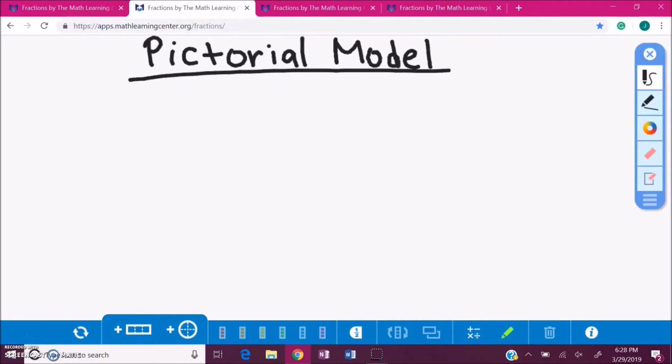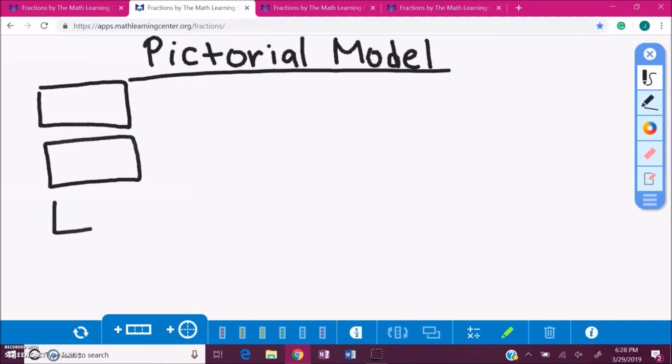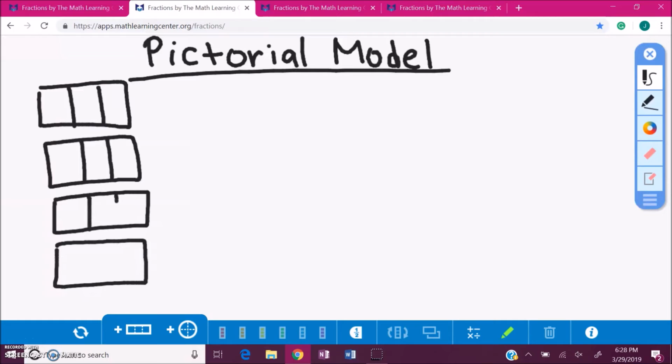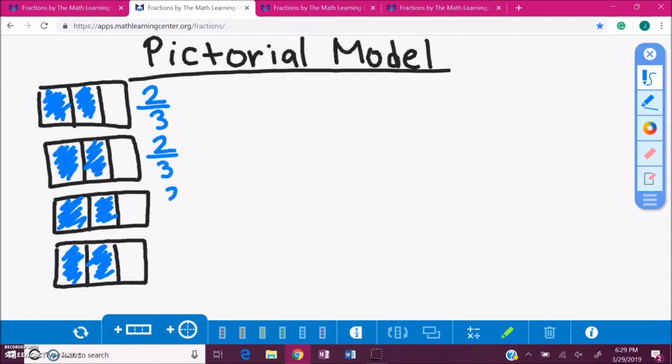Next, we're going to draw our pictorial model to solve the problem. First, we will draw 4 rectangles to represent the 4 flowers from our problem. Then we will divide each rectangle into 3 equal parts. Next, we will shade in 2 parts in each rectangle to represent the water the 4 flowers need. This means we have 2/3 shaded in for each rectangle.